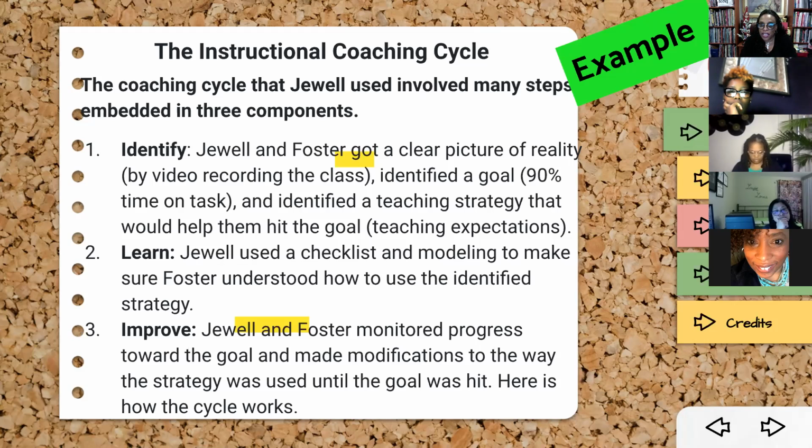So I just found an example of the coaching cycle and they wrote out the stages for one particular person. So I included that in our resources. So that's sort of where we are as far as the coaching cycle is concerned.